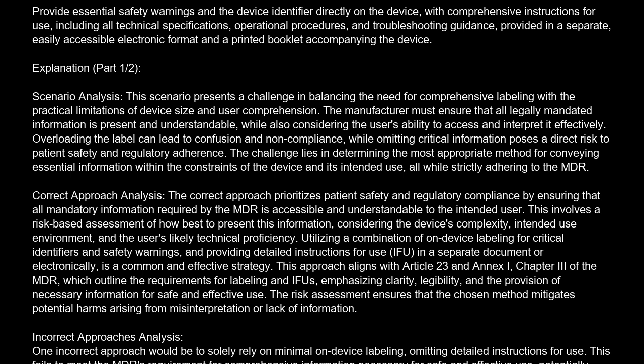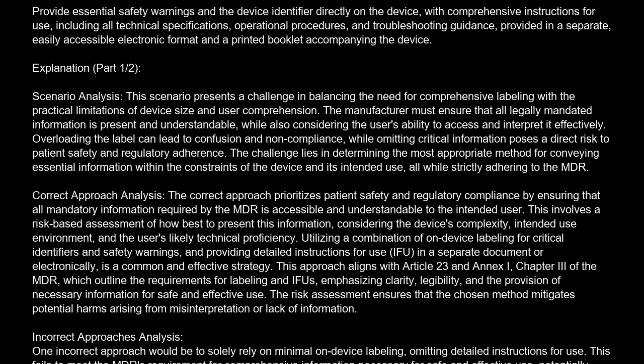The manufacturer must ensure that all legally mandated information is present and understandable, while also considering the user's ability to access and interpret it effectively. Overloading the label can lead to confusion and noncompliance, while omitting critical information poses a direct risk to patient safety and regulatory adherence. The challenge lies in determining the most appropriate method for conveying essential information within the constraints of the device and its intended use, all while strictly adhering to the MDR.